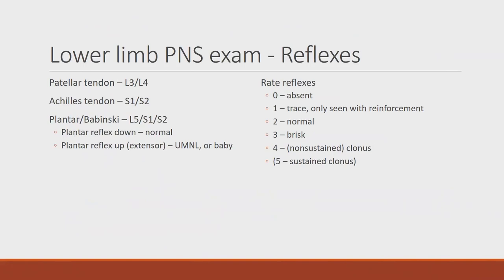And the other two are pretty easy compared to your upper limb reflexes because the tendon is so big. And then you rate it from 0 to 4 or 0 to 5, depending on the source that you read it from. But the really important thing to remember is that normal is 2. Normal is in the middle. Normal is not 4. Normal is not 5. It's in the middle, yeah? Hyperreflexia will be like 3 or 4, and then hyporeflexia will be 1 or 0.